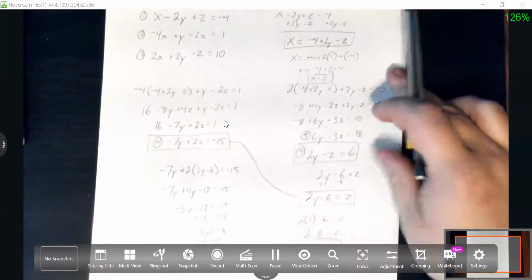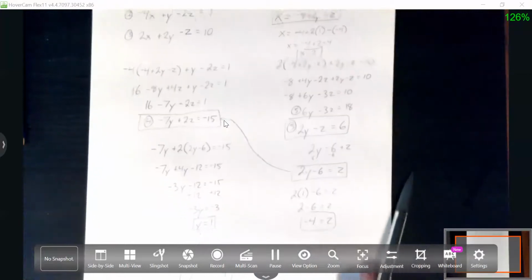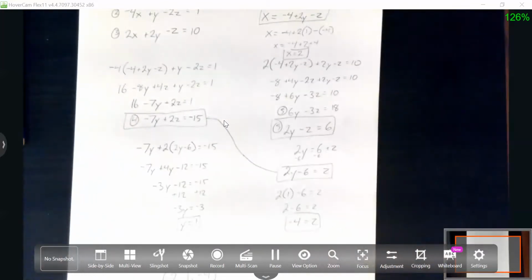My answer then is the x value, the y value, and the z value written as a triple. In this case, we get the triple (2, 1, 4).